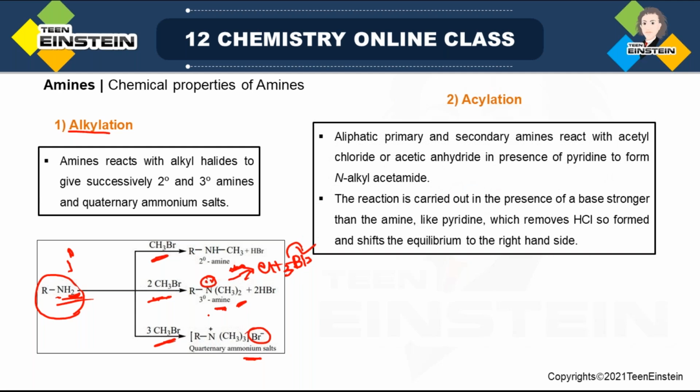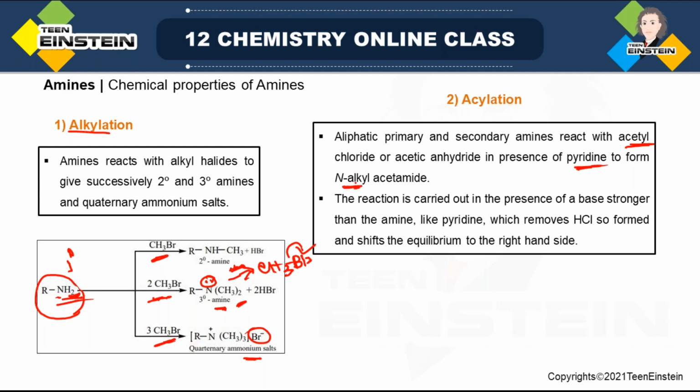Next is acylation. Just like alkylation, now we will insert an acetyl group. So that is why the name is changed from alkylation. Now it is acylation. Aliphatic primary amine and secondary amine can react with acetyl chloride, or another reagent you can use for this purpose, which is acetic anhydride. And you have to do this reaction in presence of pyridine, which is basically a base. Fine. And what product are we getting?